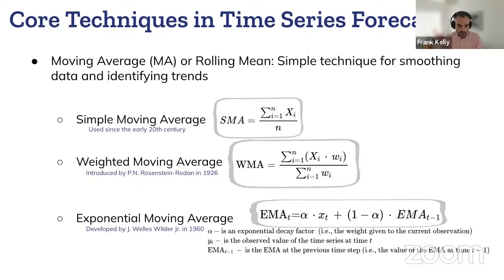Then we get a bit more technical. So in the 1920s, we have the weighted moving average. This assigns different weights to data points. More recent points receive more weight, so that your prediction is more responsive to recent changes in the data. And this was further developed in the 1960s to incorporate an exponential decay factor. So it makes it more responsive to recent changes while still accounting for older data points.